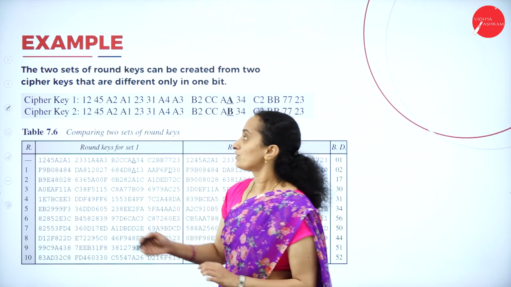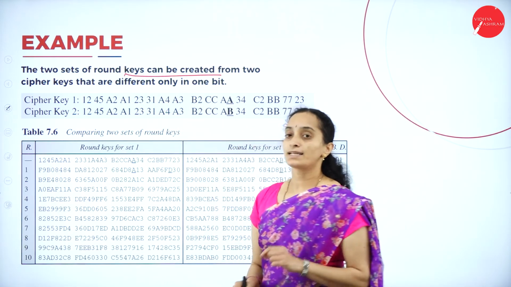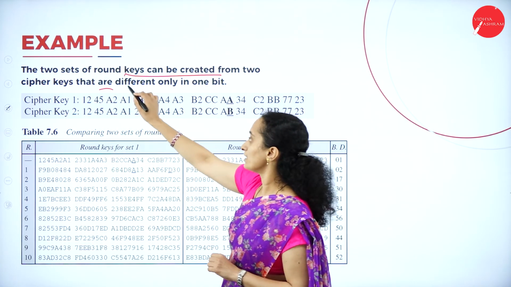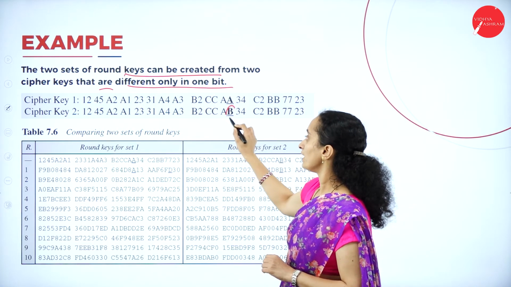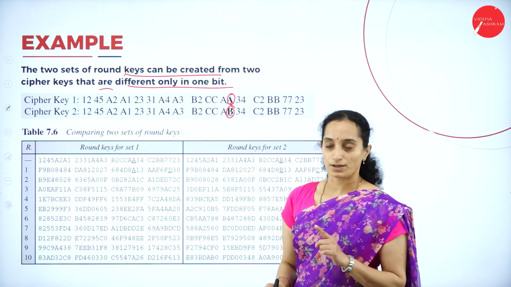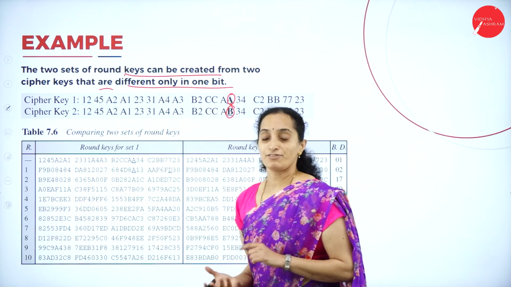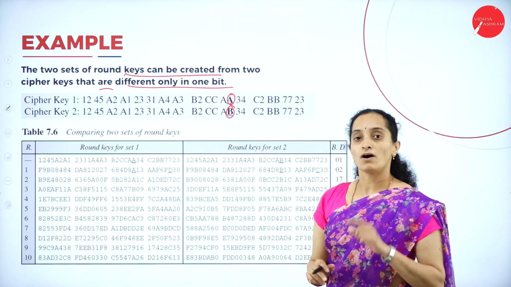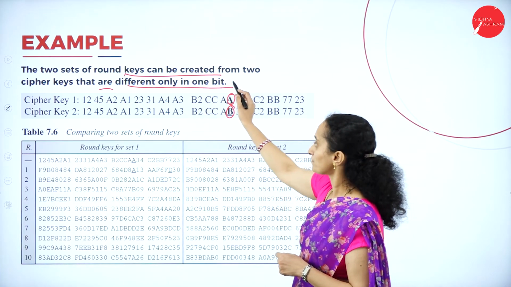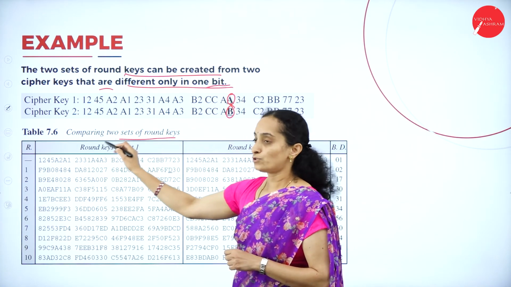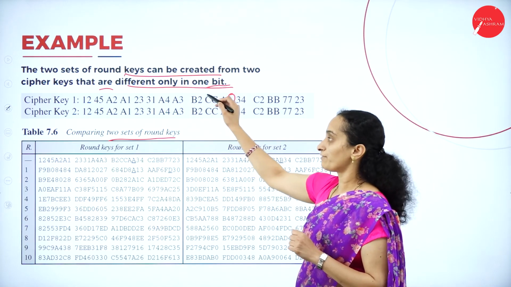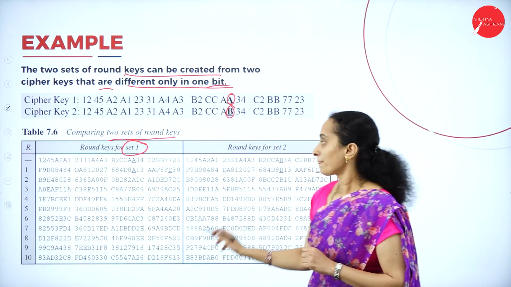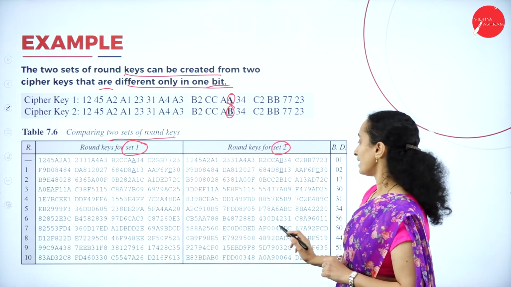Now we have these 2 sets of round keys that can be created from 2 cipher keys. We have 2 sets of cipher keys that differ in only 1 bit. When you compare the 2 sets of round keys generated from these 2 cipher keys, we have round keys for set 1 and round keys for set 2.